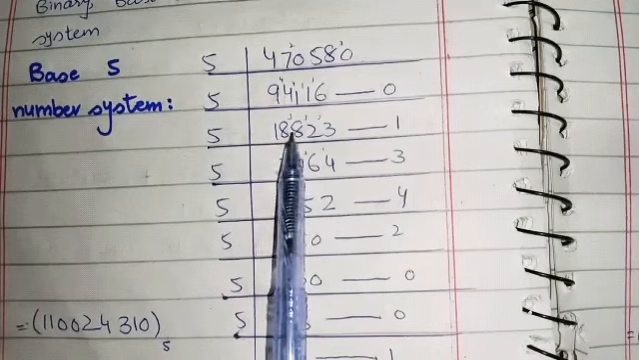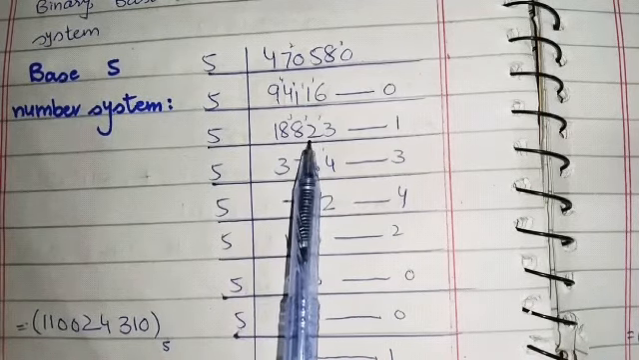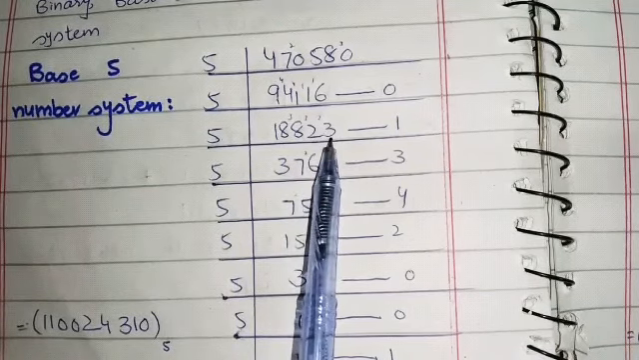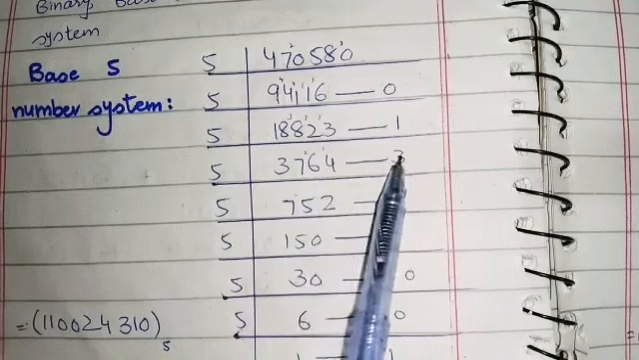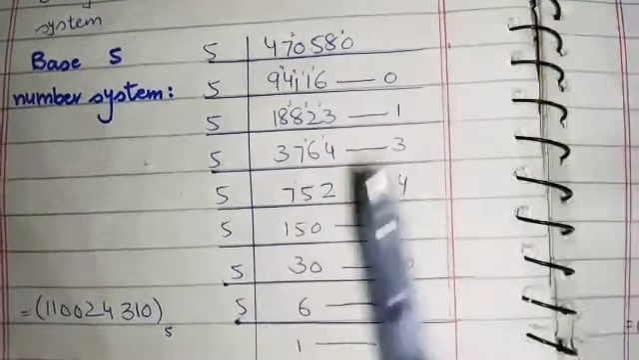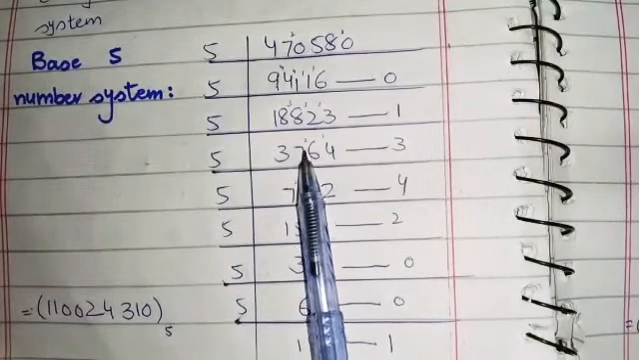5 3s are 15. 3 carry to the next number. We have 38. 5 7s are 35. 3 carry to the next number. We have 32. 5 6s are 30. 2 carry to the next number. We have 23. Then 5 4s are 20 and 3 is remainder. 5 7s are 35. We give carry 2 to the next number.